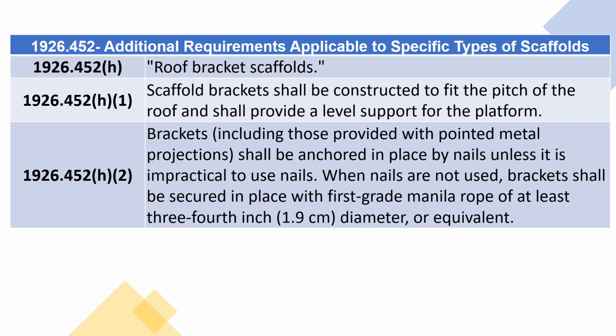1926.452 H. Roof bracket scaffolds. 1926.452 H1. Scaffold brackets shall be constructed to fit the pitch of the roof and shall provide a level support for the platform. 1926.452 H2. Brackets, including those provided with pointed metal projections, shall be anchored in place by nails unless it is impractical to use nails. When nails are not used, brackets shall be secured in place with first-grade manila rope of at least 3/4 inch, 1.9 centimeters, diameter, or equivalent.